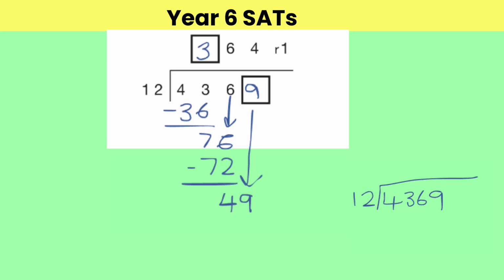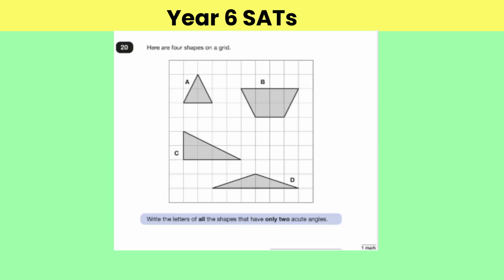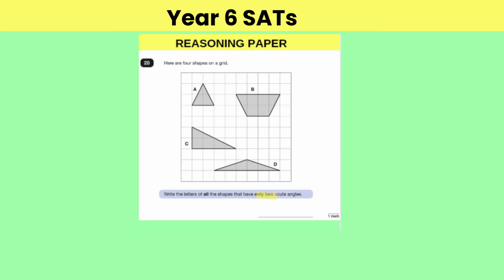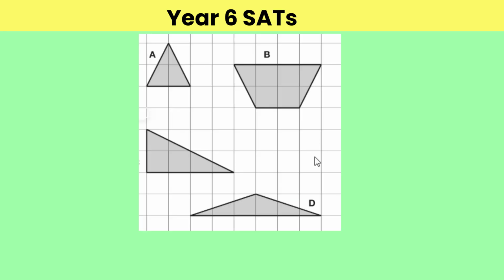Here are 4 shapes on a grid. Write the letters of all the shapes that have only 2 acute angles. Very important, this is in bold, only 2 acute angles. So make sure if there's one with more than 2 acute angles, it's not being counted. So let's zoom in and let's identify our acute angles. In shape A, these are all 3 acute angles. So that does not count because it's only 2.